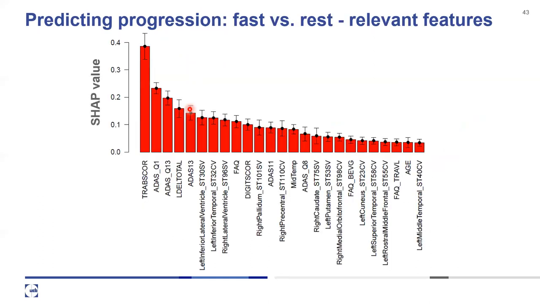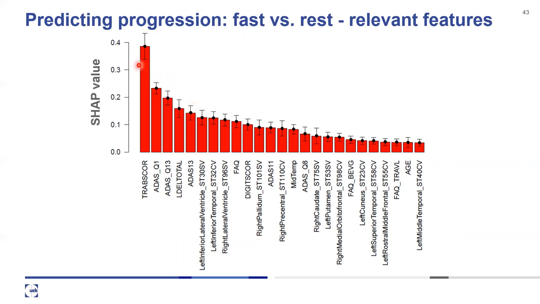To get an idea of what actually drives this predictive performance, here are average SHAP values of the features in the fast versus the rest model. SHAP values, or Shapley additive explanations, are feature importance values that are estimated in such a way that the SHAP values for all features for a given sample add up to the prediction value, save the bias term. And each feature importance score essentially represents the change in prediction value when that feature is kept constant.